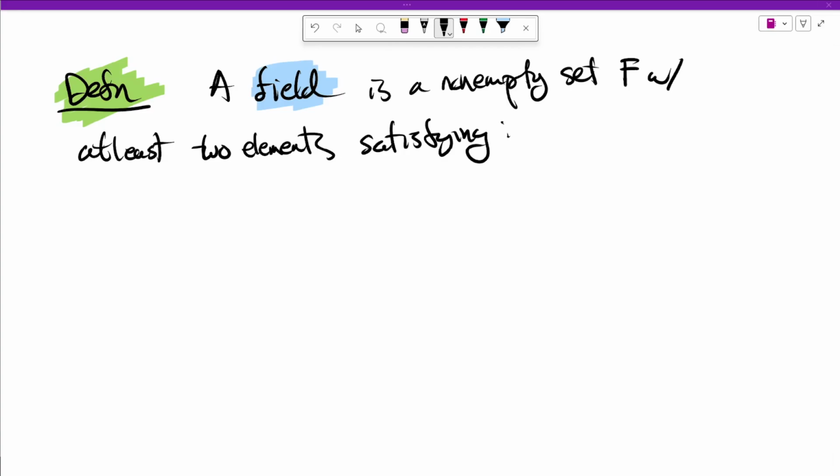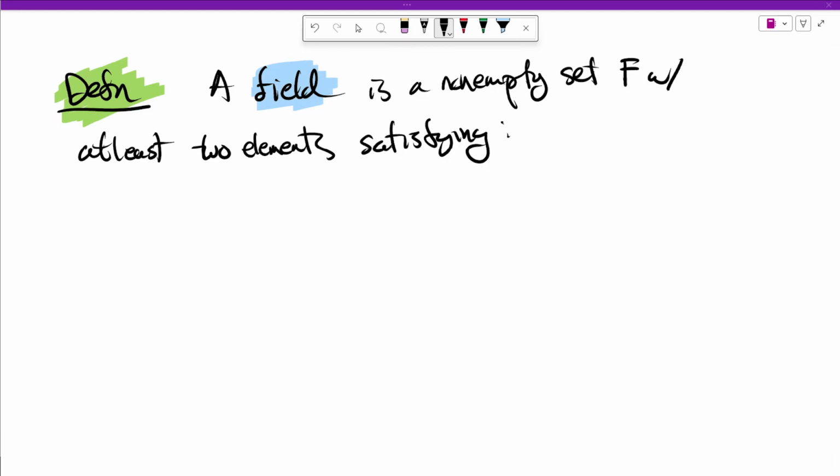All right, we will define a field in this video, and it's going to be a long definition. And when you go and you check something as a field, you're going to have to check all of these boxes that I'm about to write down.